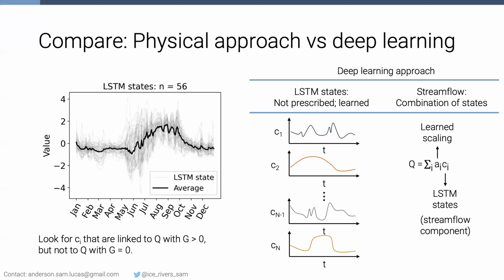We find that there are many such states. Out of the 800 total states across the ensemble of models, we find 56 that are strongly linked to basins with high glacier coverage. Shown here are all 56, as well as the average in black. Now we can investigate the behavior of this average pattern a bit more closely.